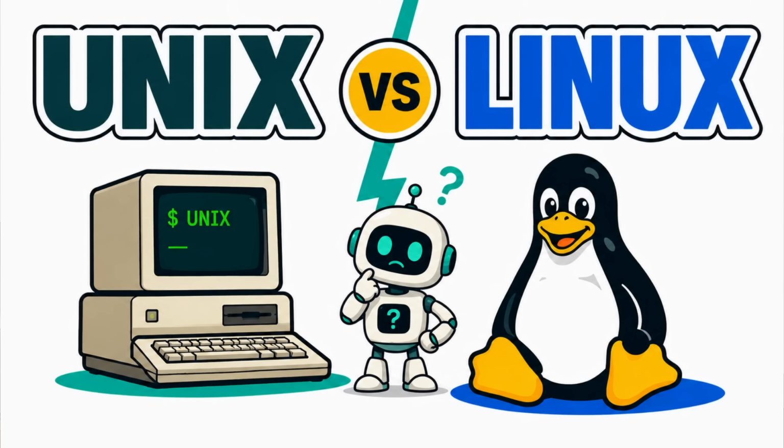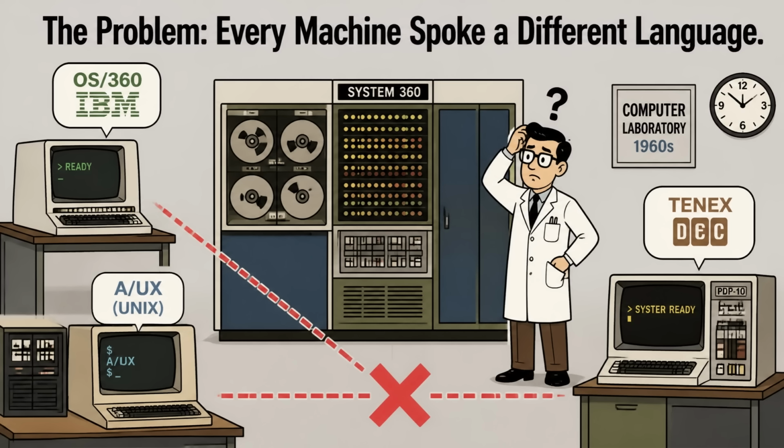Let's get started. Let's travel back in time, all the way to the late 1960s. Inside the labs of AT&T Bell Labs in New Jersey, a group of brilliant engineers had a big problem. The computers of that era were huge, expensive, and each one ran a completely different operating system. Writing software for one machine meant it wouldn't work on another. This was a massive headache. So these engineers thought, what if we built one OS that could run on many machines? And that idea became the seed for something legendary.